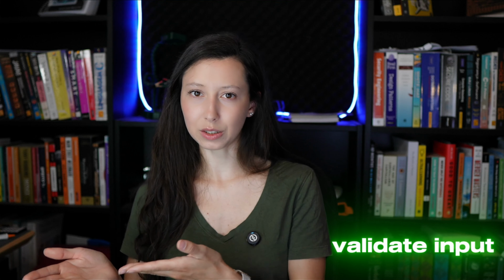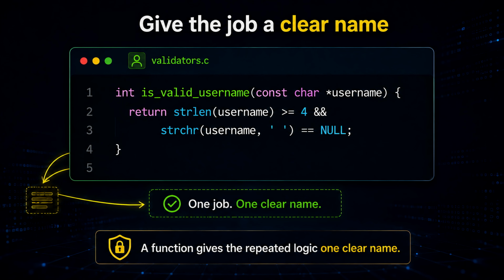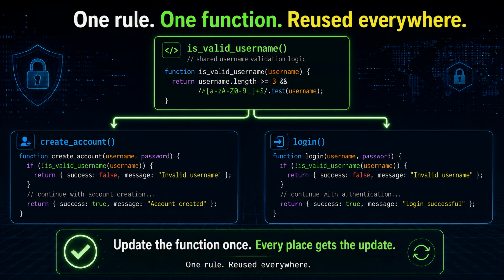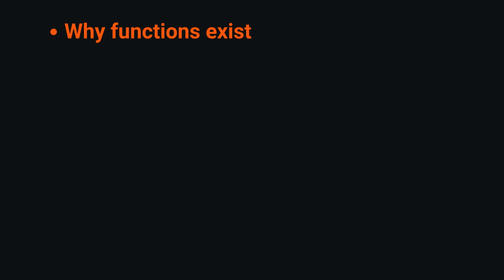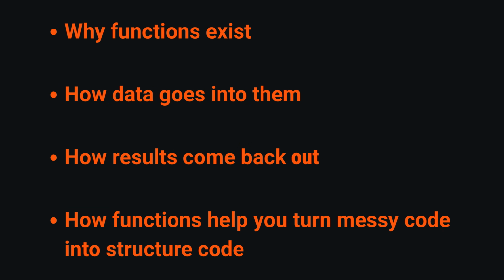In security code, that matters because if you validate input, check ports, inspect strings, or parse logs, those checks need to be consistent. That's why functions exist. A function lets you take one job, give it a name, and reuse it without copying the same logic everywhere. So, in this video, we are going to take a look at why functions exist, how data goes into them, how results come back out, and how functions help you turn messy code into structured code. So, let's get to it.